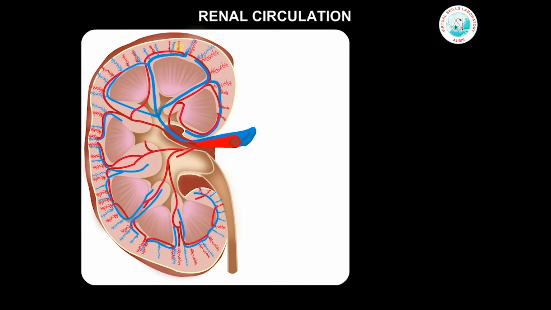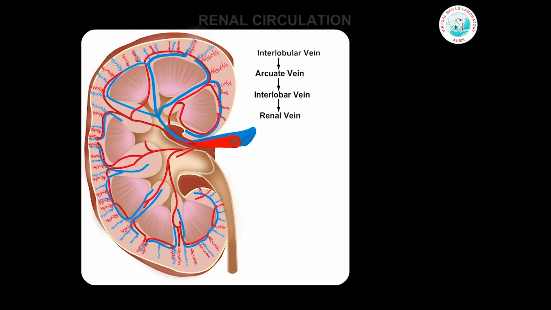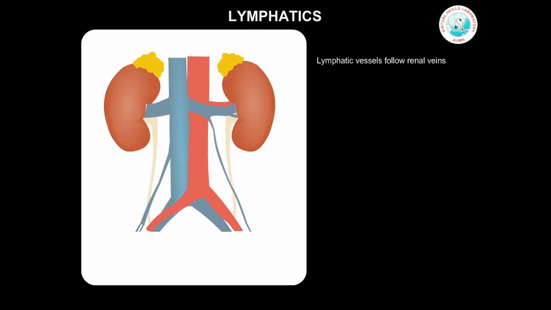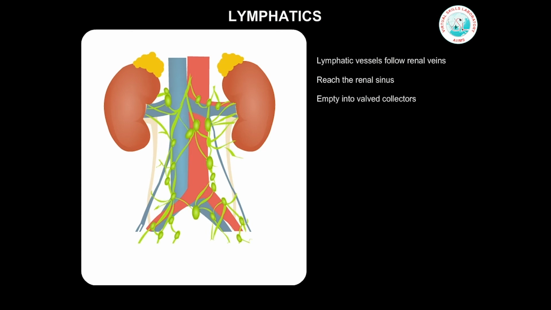After filtration, the blood from the efferent arterioles and the peritubular capillaries converge into the interlobular veins, followed by the arcuate veins and interlobar veins that form the renal vein exiting through the hilum into the inferior vena cava. The lymphatic vessels follow the renal veins both in cortex and medulla. They reach the renal sinus where they empty into valved collectors and accompany the renal vein out of the hilum. They then drain into the right and left para-aortic, common iliac, internal and external iliac lymph nodes.